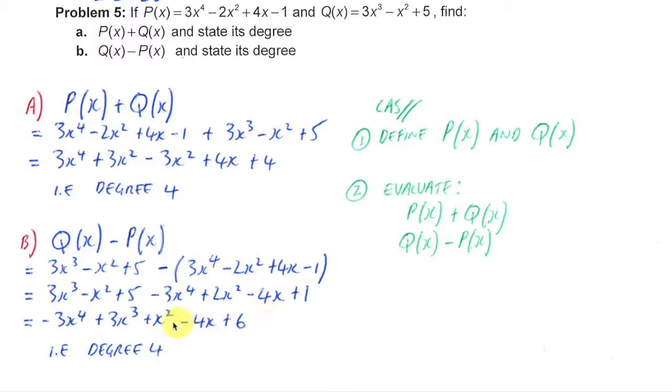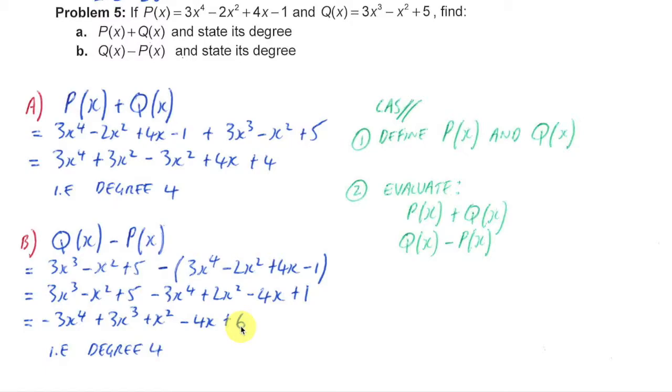Again, I go through looking at the highest power. So the highest power is x to the power of 4, and I've got negative 3 lots of that. Then my cubics, I end up with 3x cubed. My squares, I've got negative x squared plus 2x squared to give me positive x squared. And my constants, I've got 5 plus 1 to give me 6.